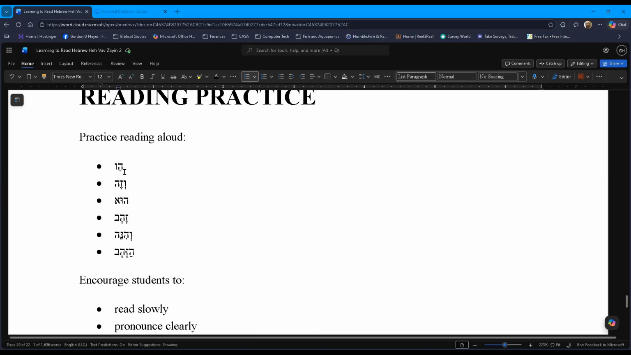So using the words we had and a couple of extra. Hu or hi, vazeh, and this, who, he. Zahav, gold, v'hineh, and behold. Hazahav, the gold.